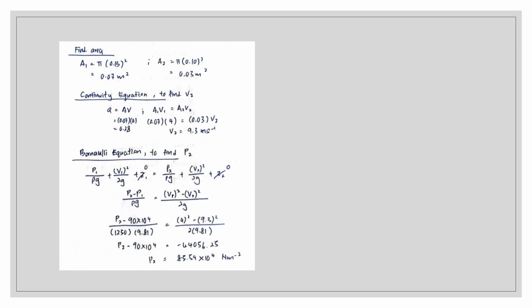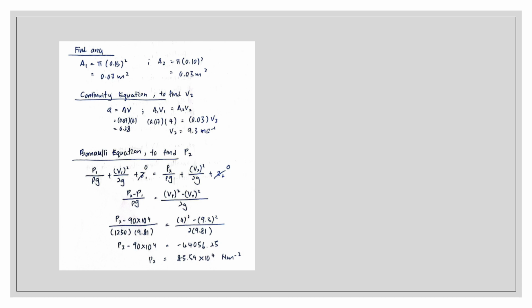Next, after we form those two equations, we will continue to find the values that we need in the equations. First, we find the cross-sectional area, which is A1 equals pi r squared equals 0.07 meter squared, and A2 equals 0.03 meter squared. Then we apply the continuity equation to find V2, which is Q equals AV, where A1 V1 equals A2 V2. Then we substitute the values into the equation, and we get V2 equals 9.3 m s^-1.